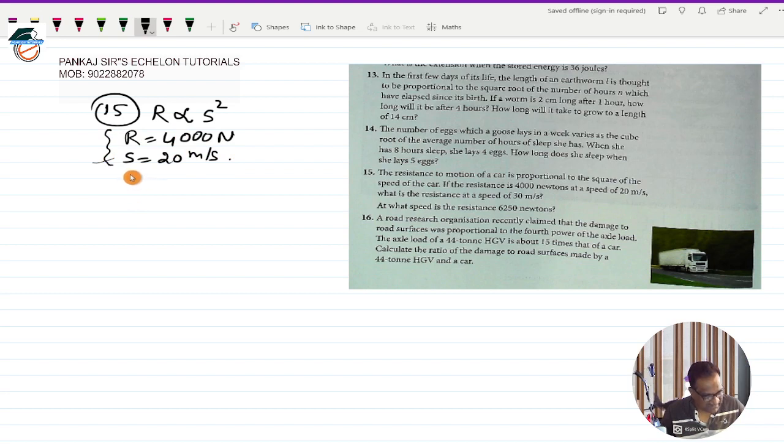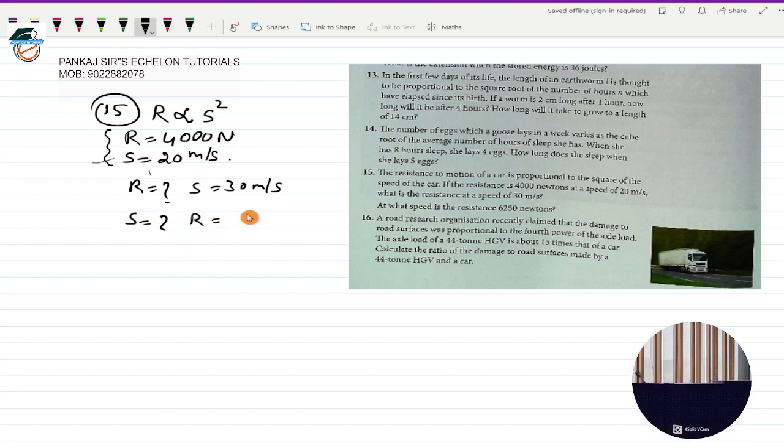Now further he says, what is the resistance at the speed of 30? So what will R be equal to when speed is equal to 30 meters per second? That is one question. And second is, what is the speed if the resistance is 6250? So speed is equal to how much if resistance is 6250? So these are the two questions that you have to answer.